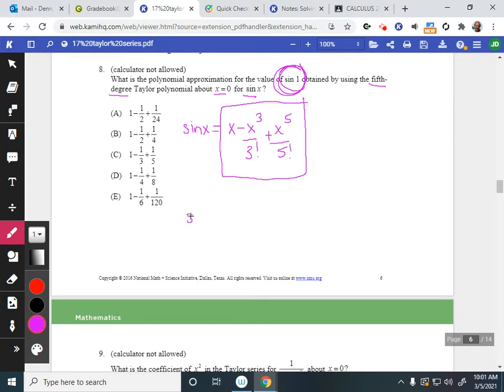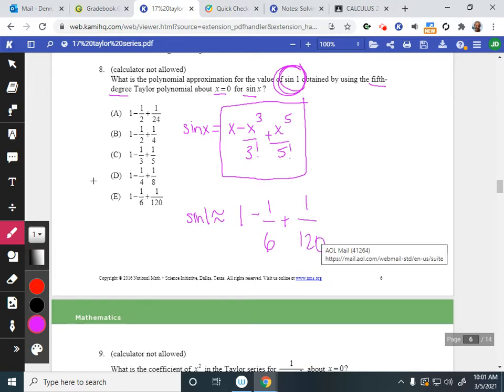All I got to do, I'm going to use that approximation, is plug 1 in for this polynomial. So 1 minus 1 over 3 factorial, which is 6, plus 1 over 5 factorial. 5 factorial. I'm just grabbing a calculator because it's easier than from my head. 5 times 4 times 3 times 2, 120. I knew that.